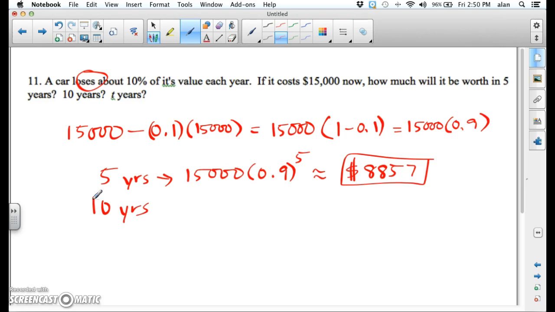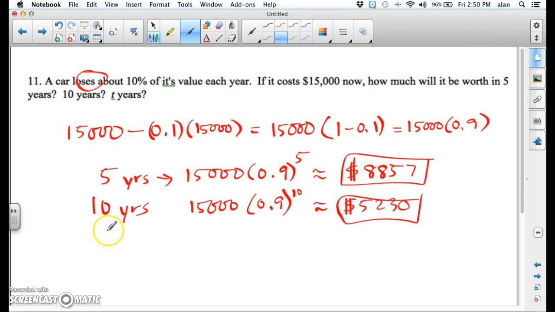Okay, if we wanted 10 years, then we have the 15,000 times 0.9 to the 10th power. And that gives us about $5,230. So for t years, that's just going to be 15,000 times 0.9 to the t power. All right.